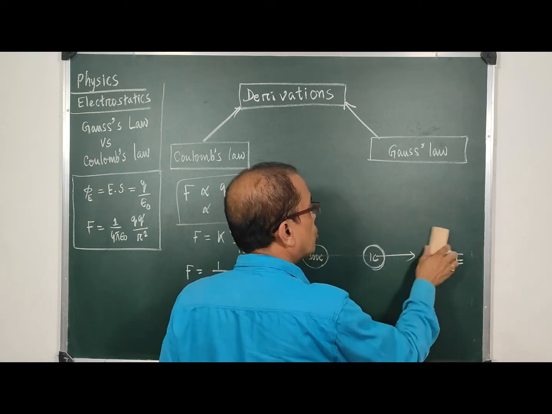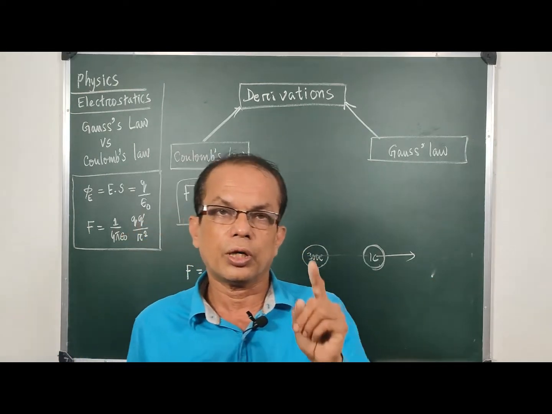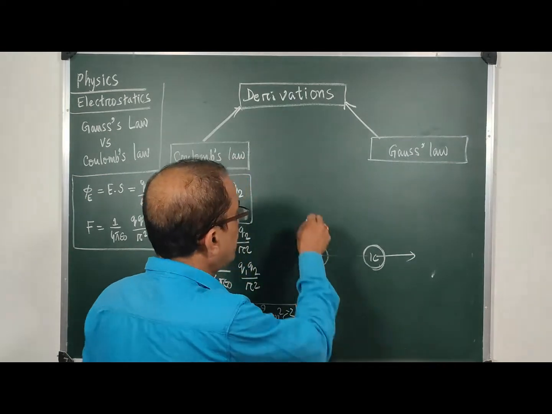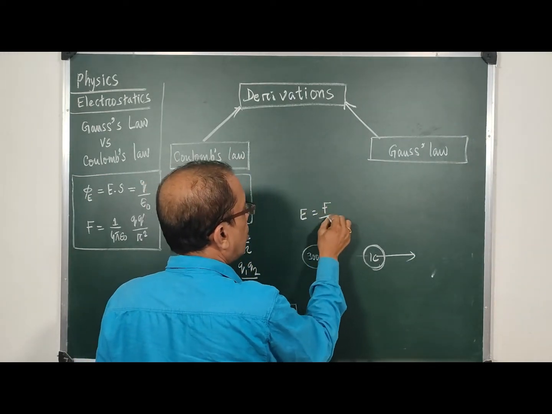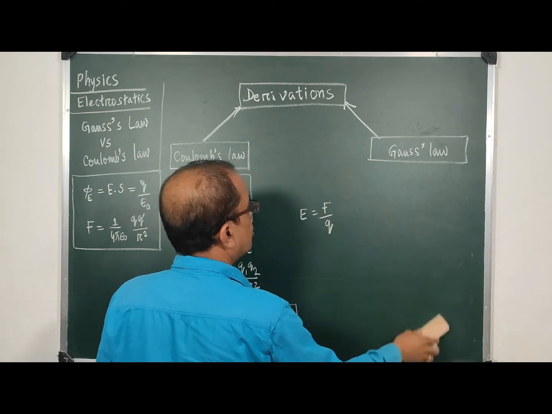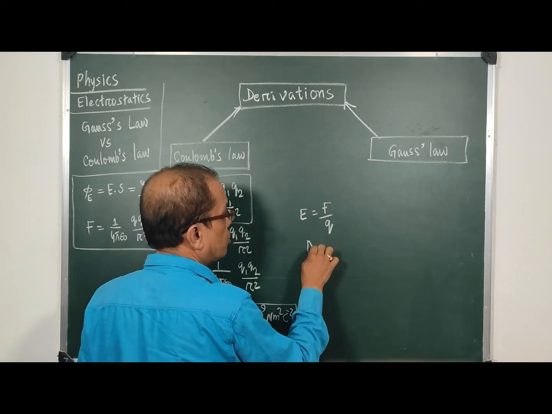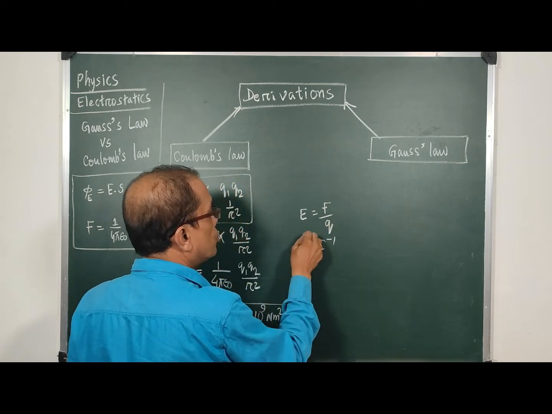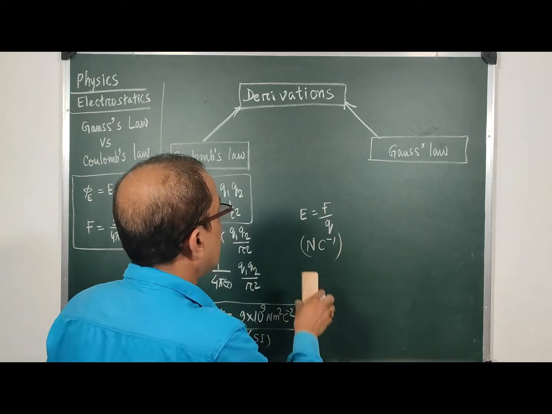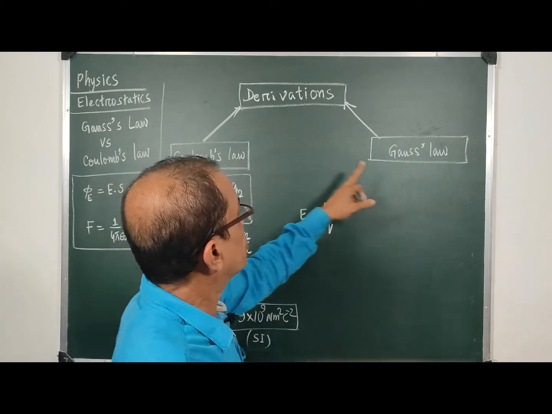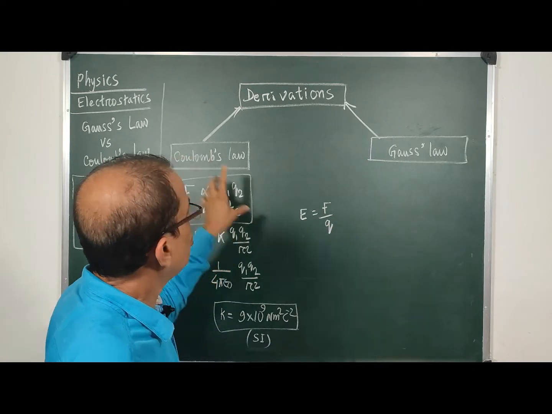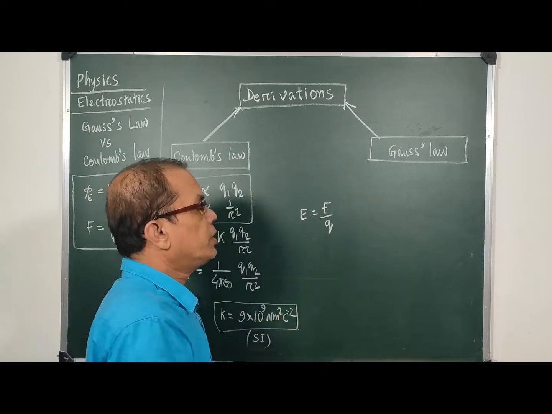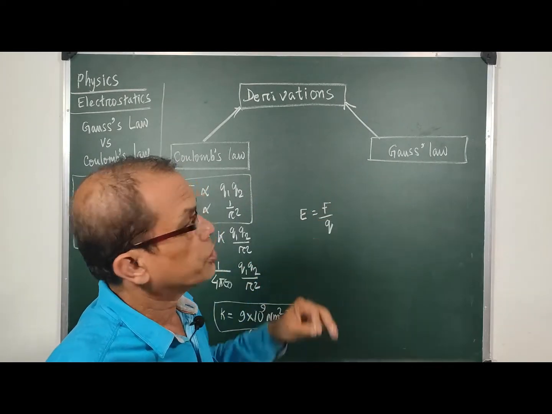So electric field is nothing but the force exerted on a 1 coulomb charge by a larger charge. So we say that E is force upon q, charge. Its unit is Newton per coulomb, F in Newton, q in coulomb. So this factor has a close link with both the laws. From Coulomb's law we can derive electric field as this, and from Gauss law also we can derive electric field as this. Let us discuss Gauss law.